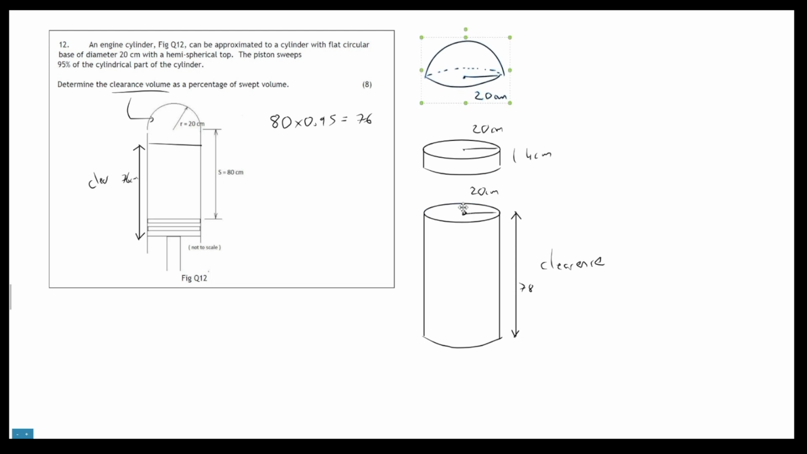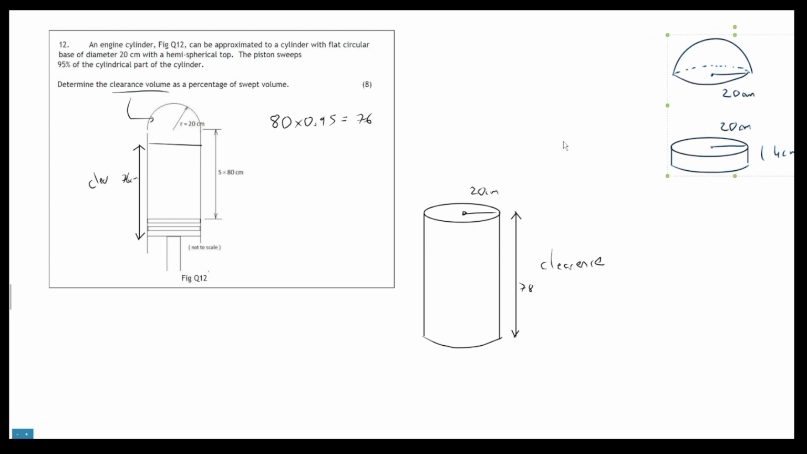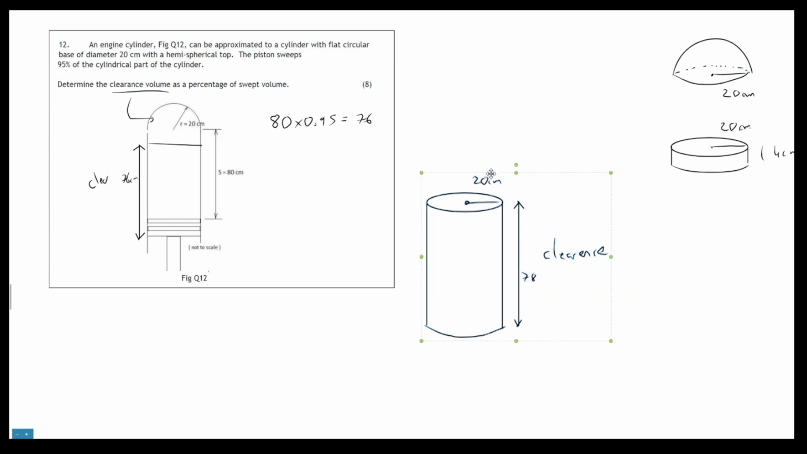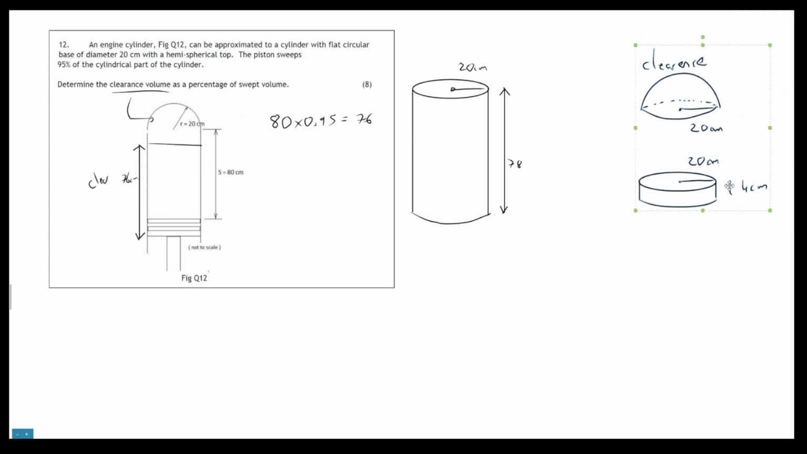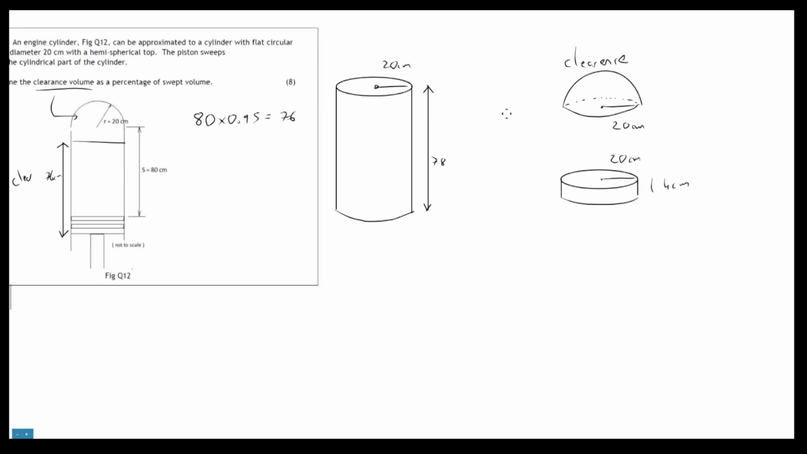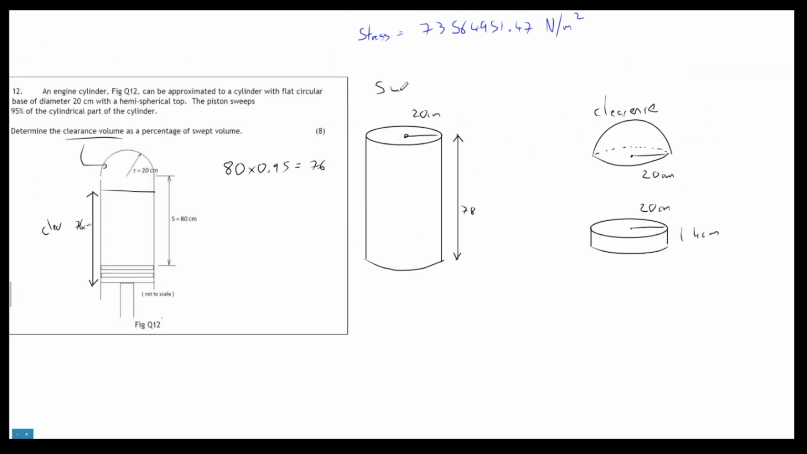So let's break them into 2 different sections and have a look at each one. We're going to move that across, and then we're going to look at the swept and the clearance. I said this was clearance. That's not clearance. This one's clearance, that one over there. Get everything organized before we jump into the calculations. There, that'll do. Okay, so let's focus on this, the swept.